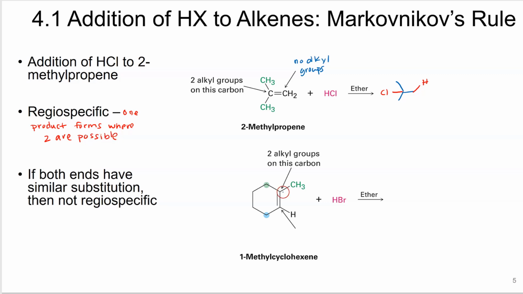In this reaction here, we're adding HBr. So one carbon will get a hydrogen, the other will get a bromine, and we're going to look at the substitution pattern. There's one H here and one alkyl group versus two alkyl groups. This one has less, so the H is going to go to that carbon. And the Br will go to the other carbon. So we get 1-bromo-1-methylcyclohexane.